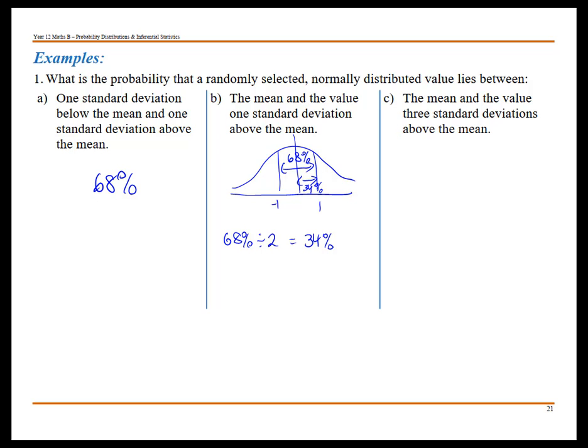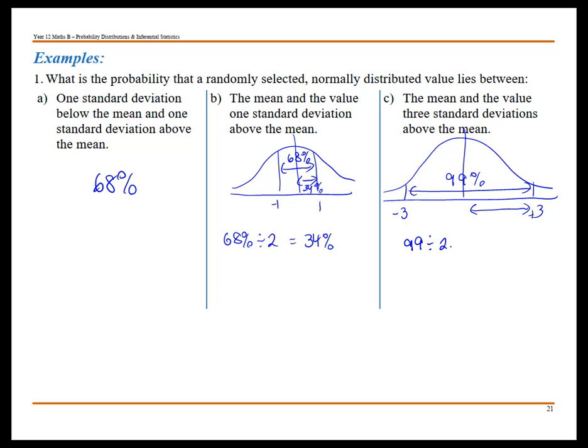Now the mean and the value 3 standard deviations above the mean. So when we were looking at our previous slide, -3 +3, this was 99%. So this is saying the mean and the value 3 standard deviations above the mean. We want to just know that. So it's going to be 99 divided by 2, which is going to be 45.5%. And actually, 49.5% would make more sense, wouldn't it?